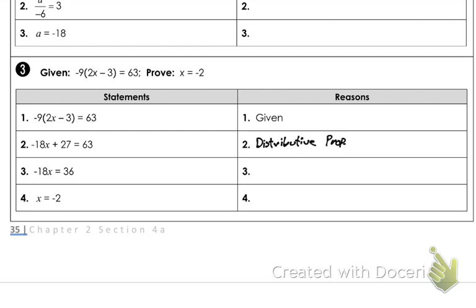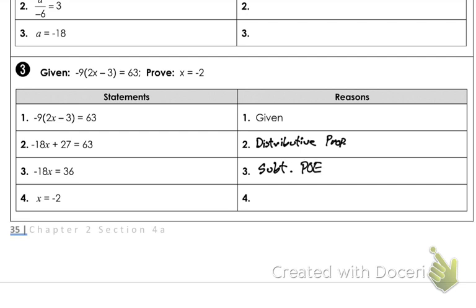All right, so my next one. Notice how I'm doing it on both sides of the equal sign. That's why we need that property of equality. And am I adding 27 to both sides, or am I subtracting 27 from both sides? I'm subtracting, because it's the opposite of adding 27. I subtract 27 from both sides.